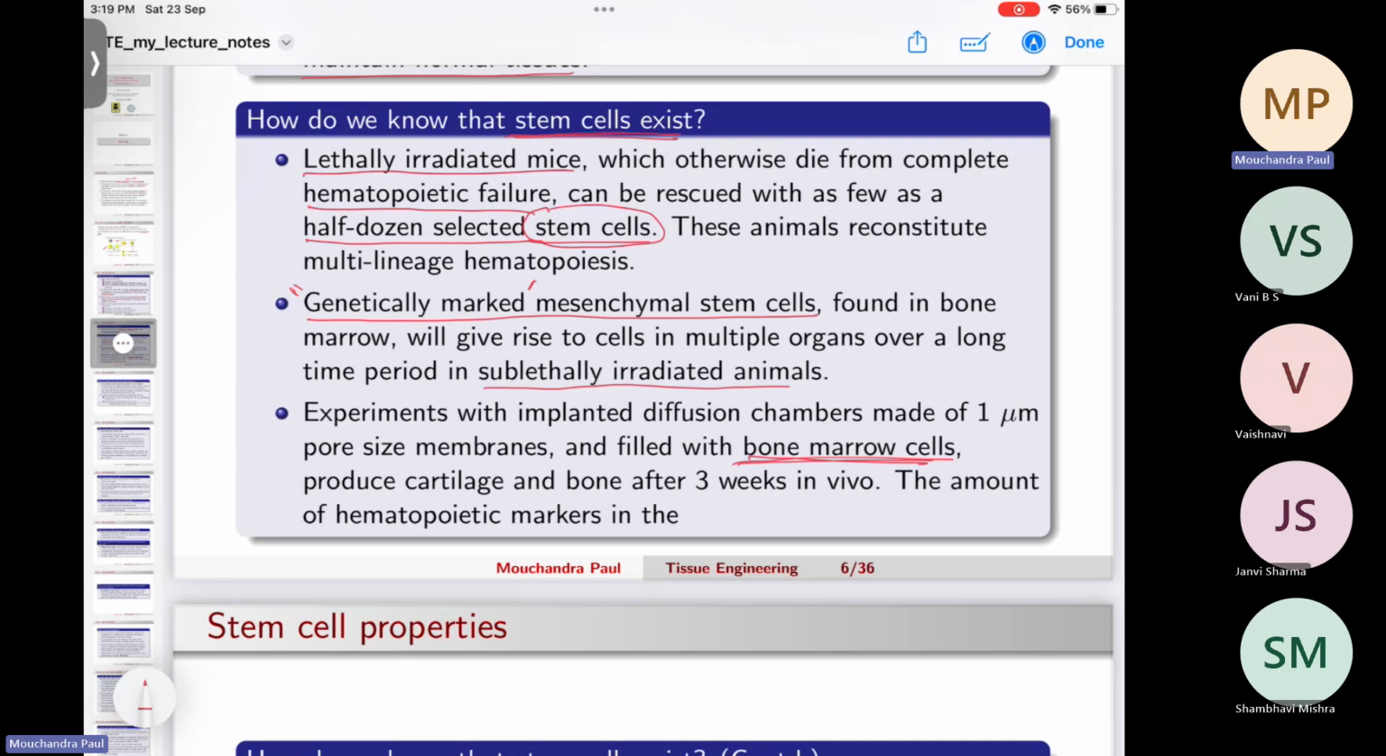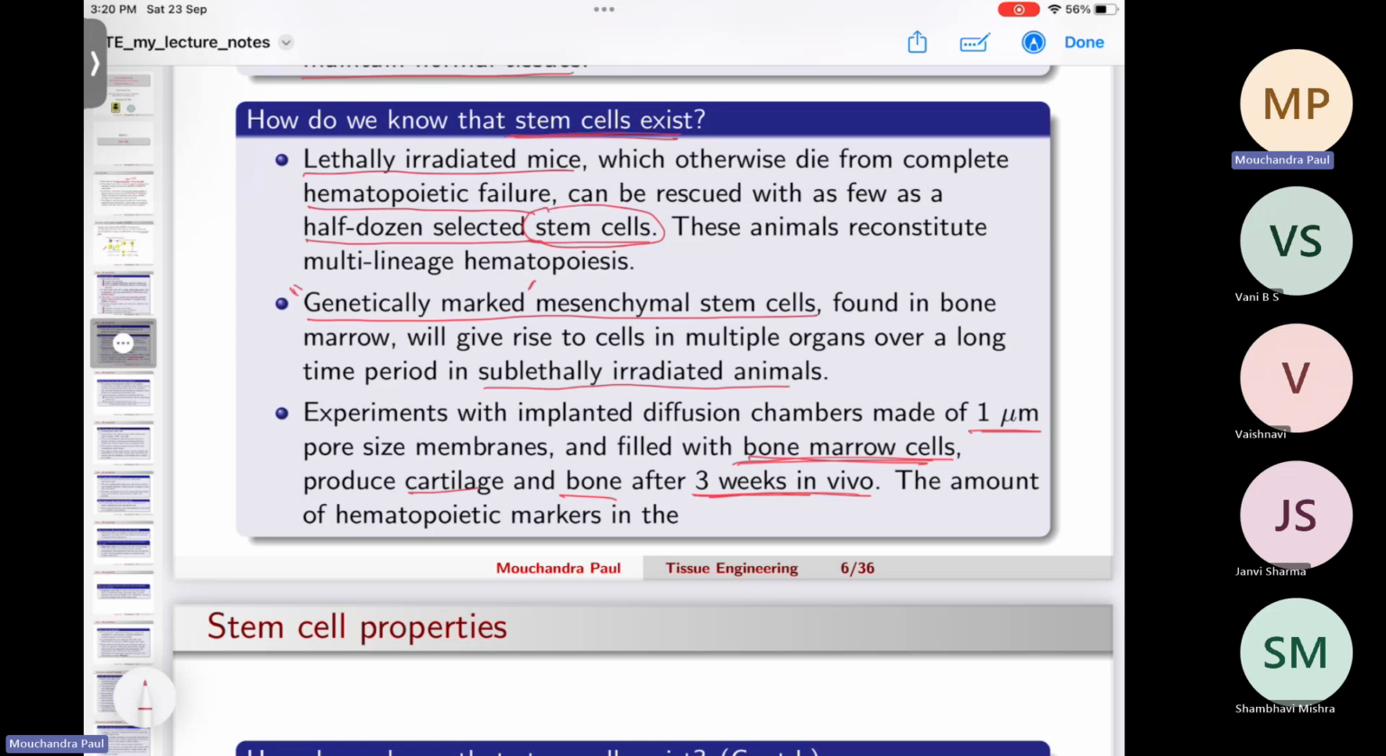They filled these chambers with these cells, and the membrane had a pore size of 1 micron, right? Then they monitored for 3 weeks. This was implanted into the body of a mouse. What they saw is, after 3 weeks, within these chambers, bone and cartilage started to form.